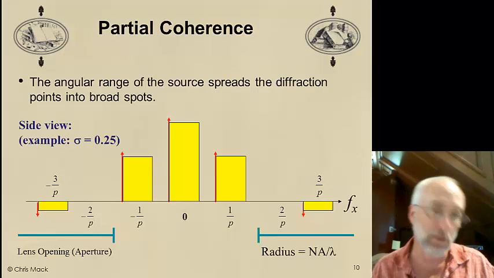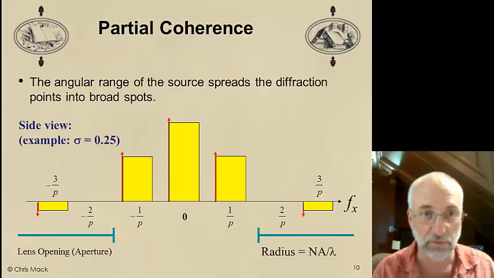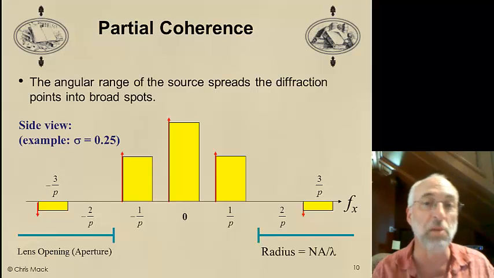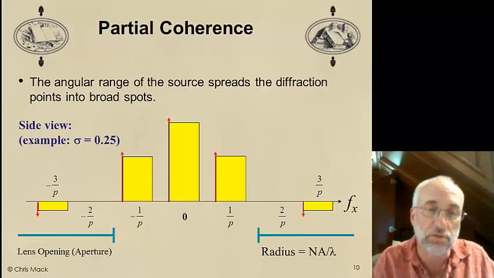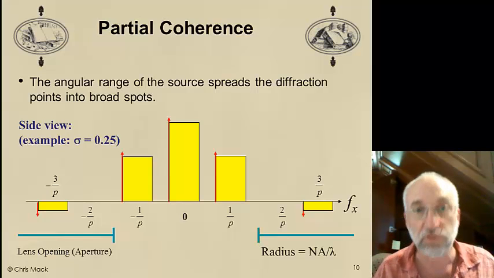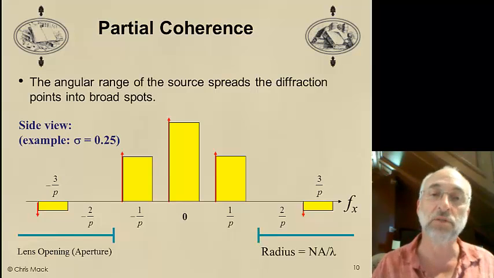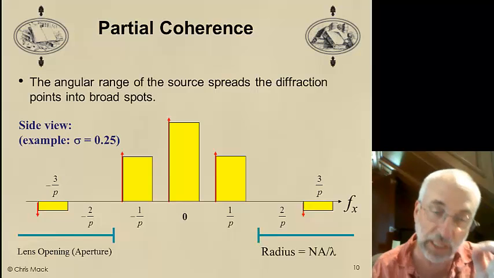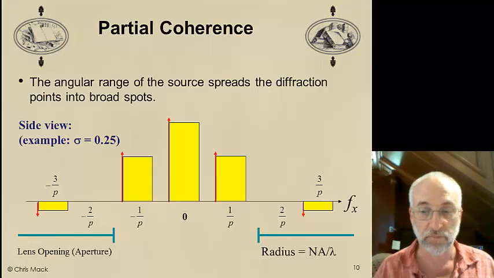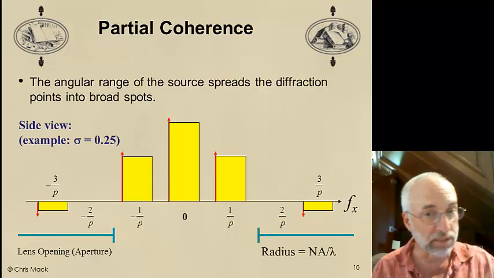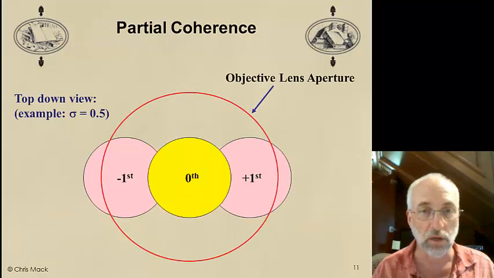So here's the case where I have set sigma equal to 0.25. I'll explain what sigma means in a moment. But it's a certain level of partial coherence where I have a certain range of angles striking the mask. The result is the spreading out, smearing out of the diffraction orders from being individual points of light to large spots of light. Well, this is a cross-sectional view or a side view of the diffraction pattern. Let's look at it top down.